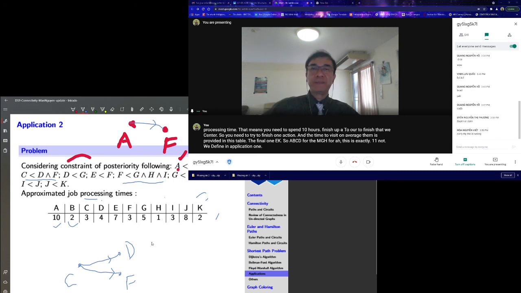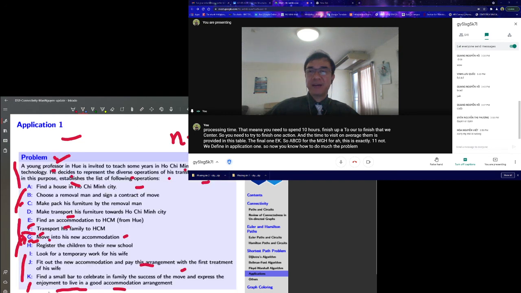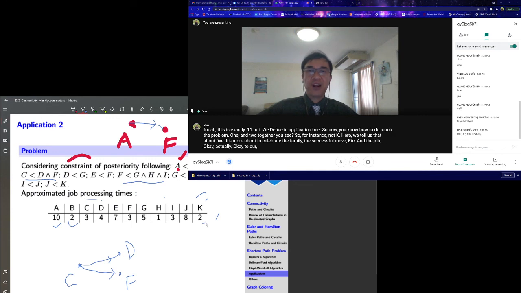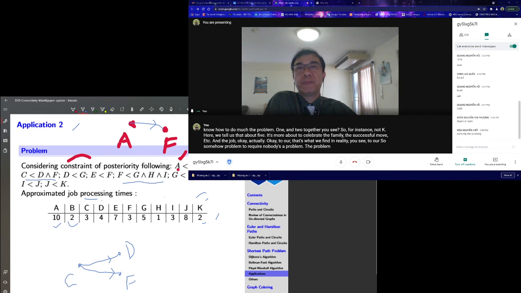So now you know how to match problem 1 and 2 together, you see. For instance, the node K here will tell us about finding a small bar to celebrate with the family after the successful move, etc. And the job K, action K, needs 2 hours. That would be fine in reality, you see, 2 hours. So somehow problem 2 requires knowledge of problem 1. You have to continue from problem 1.